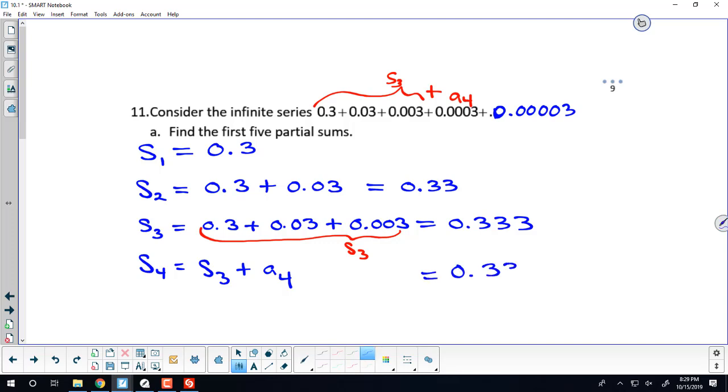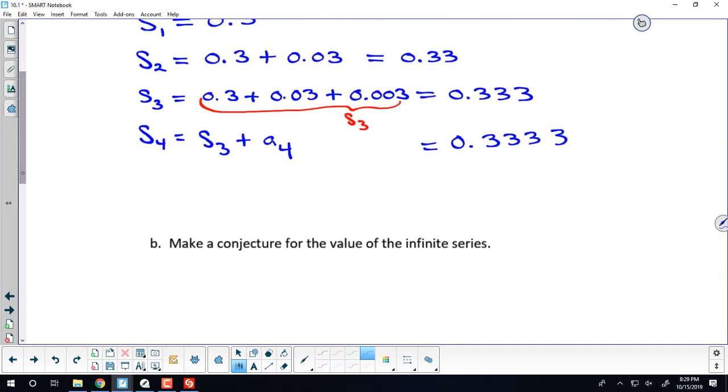We'll see how this unfolds. And the fifth partial sum is the fourth partial sum plus the fifth term.